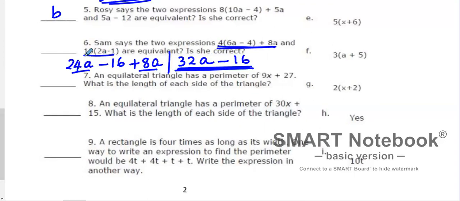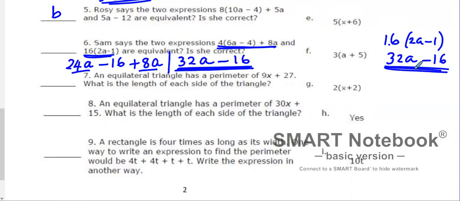Now this 16 times (2a minus 1), we have to open the brackets. 16 times 2a, the answer is 32a. 16 times negative 1, the answer is negative 16. Do you notice that this expression 32a minus 16 equals this? So is she correct? Yes, she is correct.